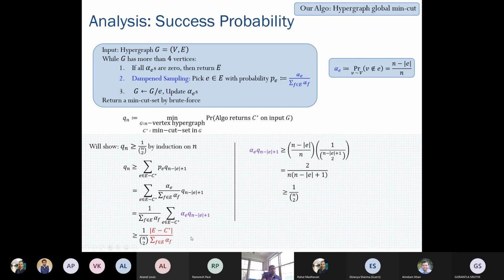What we've shown is each of the terms in this sum is at least 1 over n choose 2. So the number of terms here is the number of hyperedges which are not in the min-cut set C star. So substituting this lower bound, you get Qn is at least 1 over n choose 2 times the number of hyperedges not in the min-cut set C star divided by the normalizing factor. Questions so far?